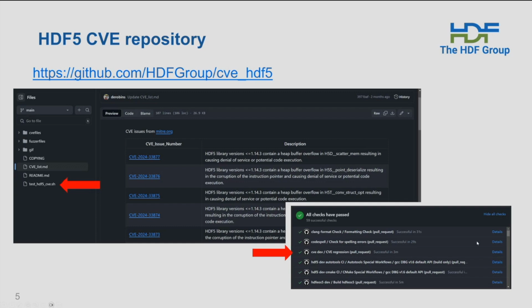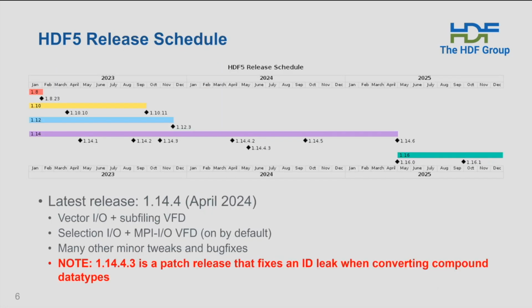So, to make sure that we don't regress. So let's see. The other things that we've added to this: we've added subfiling, the subfiling VFD now uses vector IO. The MPIO VFD uses selection IO. These are features where you can pass in groups of things, and a smart VFD can hopefully optimize the IO by doing aggregation or creating a complex MPI data type or whatnot. And there's many other minor tweaks and bug fixes.